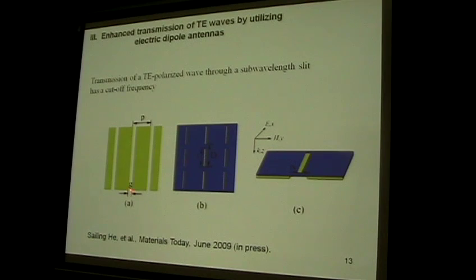And again, this structure is a sub-wavelength structure with an opening, and you don't expect larger transmission for the TE polarization for this structure if you don't have this kind of harvesting or dipole assisting structure. So now what we designed is such a structure.